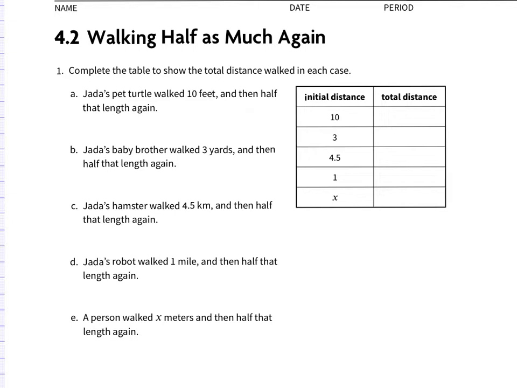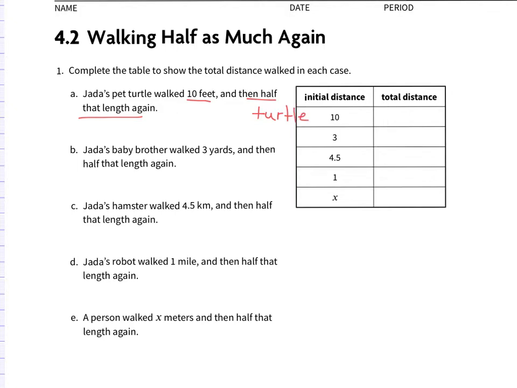All right, our lesson starts with activity 4.2, Walking Half as Much Again. So we've got Jada, and she has all these people and animals and things that she knows that are walking, and then they're walking half that length again. The question is, how far is each of these people or things going? Jada's pet turtle walked 10 feet, then half that length again. How far would that turtle have walked altogether?